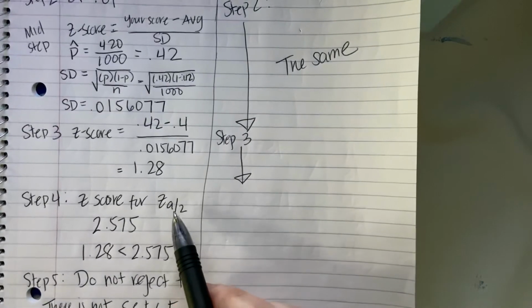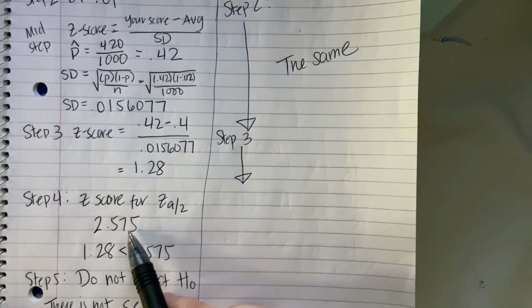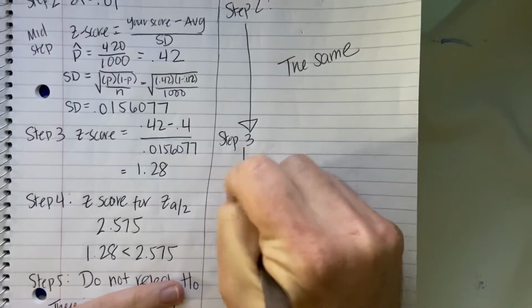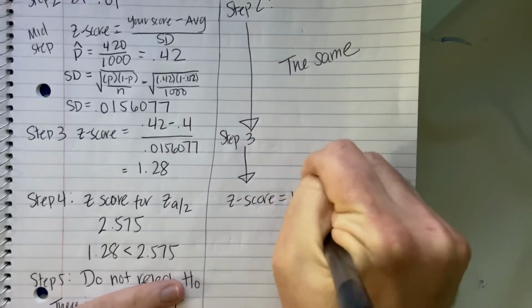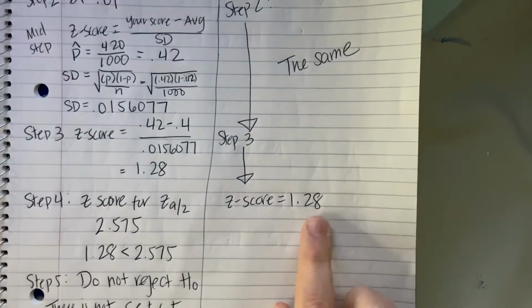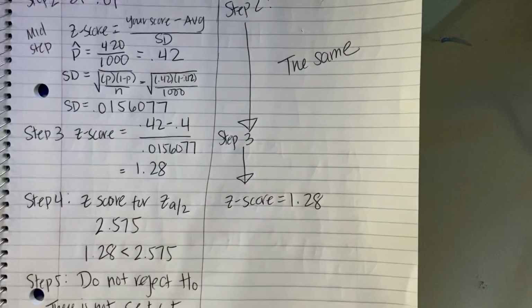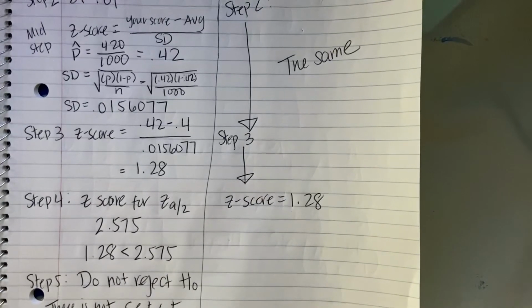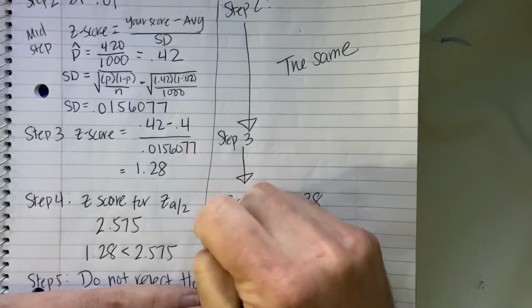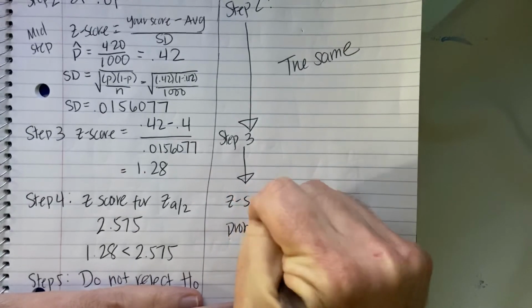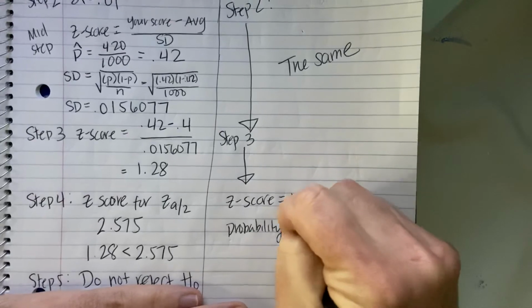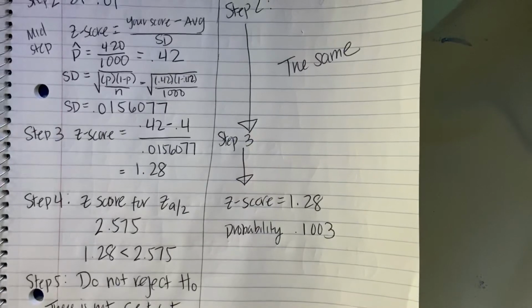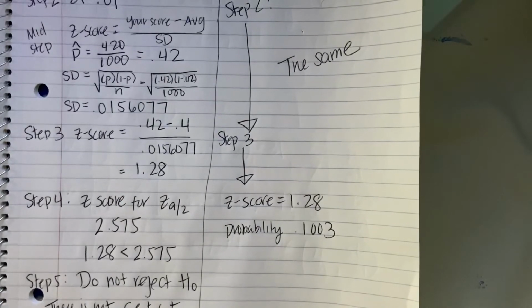Instead of taking my alpha over 2 and converting it to a z-score, you take your example z-score from step 3, which is the same one, 1.28, and you look in your table for 1.28 and look at the probability. What are the chances of it occurring? The area under the curve for 1.28 is 0.1003. How do you get that? It's 1 minus the z-score of 1.28 because we're looking for the area to the right.